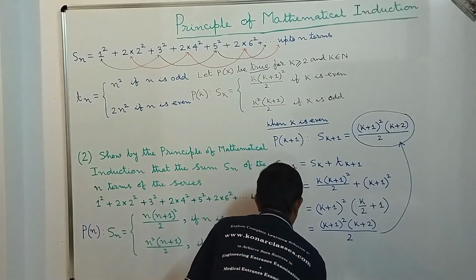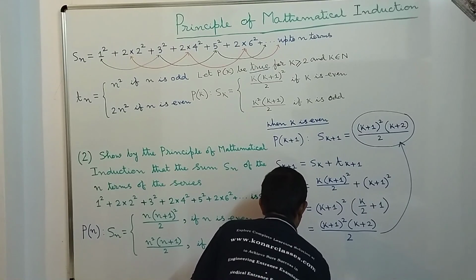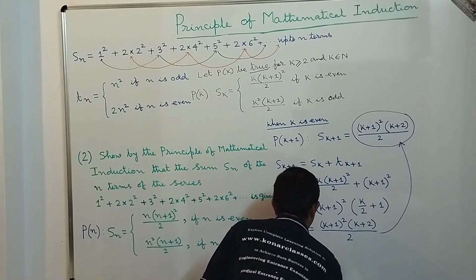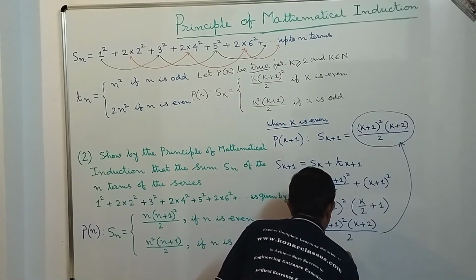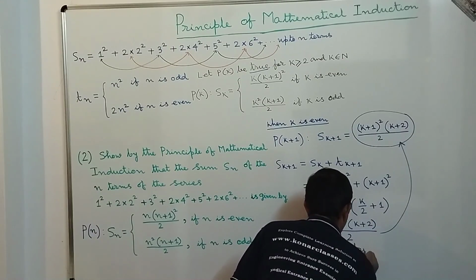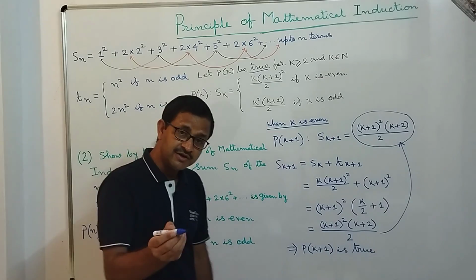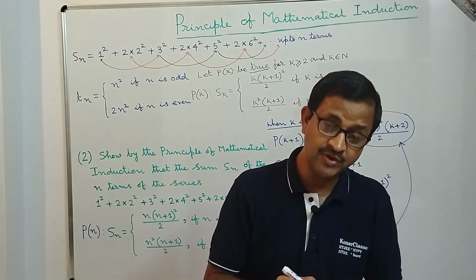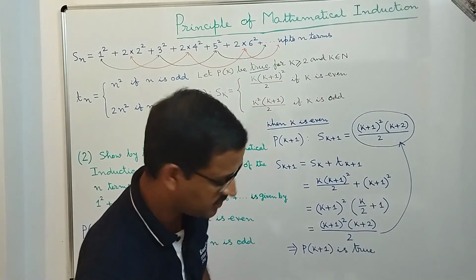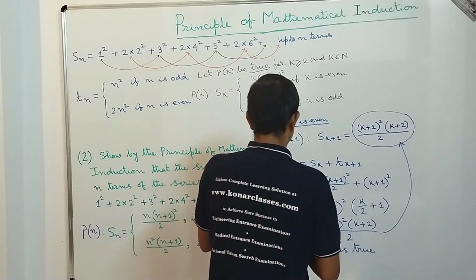So this implies that pk plus 1 is true when k is even. Now dear students, we need to take the other case, that when k is odd. Okay, let's do it.